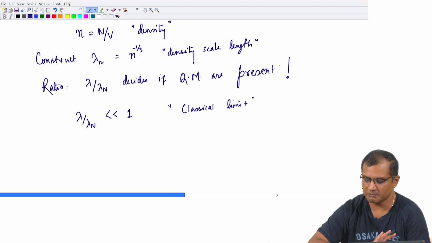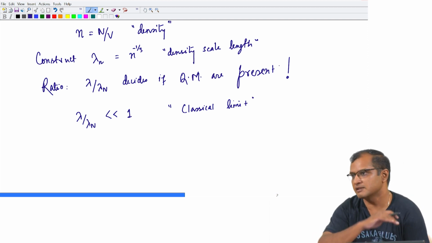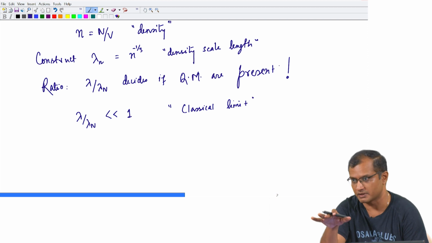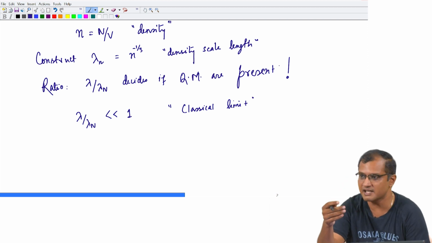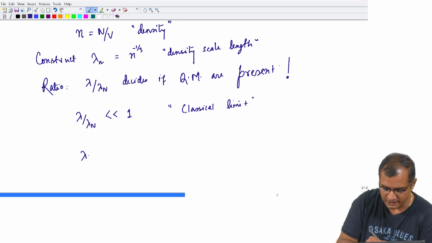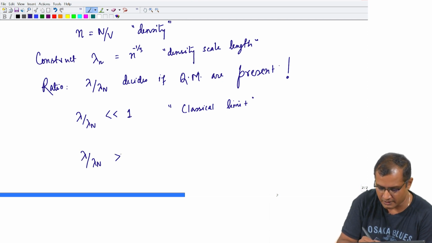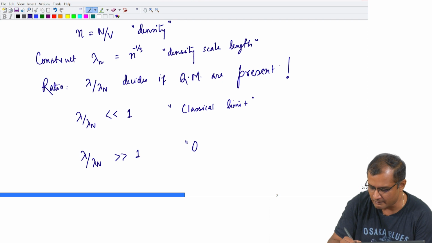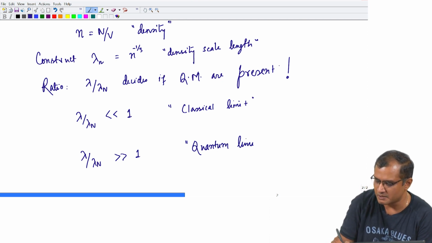So, every system can be pushed to a quantum limit by increasing density or reducing temperature. Both have the same effect. If I increase the density, my length scale lambda n reduces. So, let me write down first. The other limit, of course, is when the ratio is much larger than 1, and I am going to say that this is the quantum limit. Now, let us see both the cases.